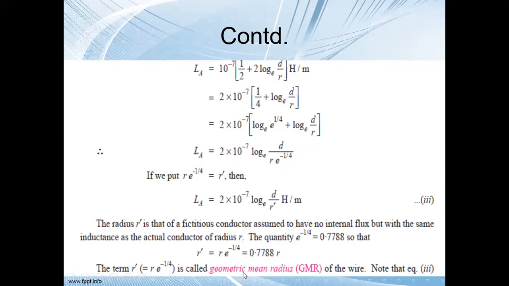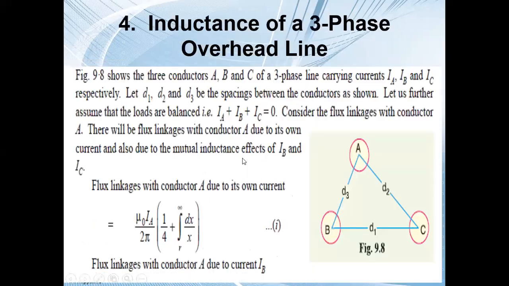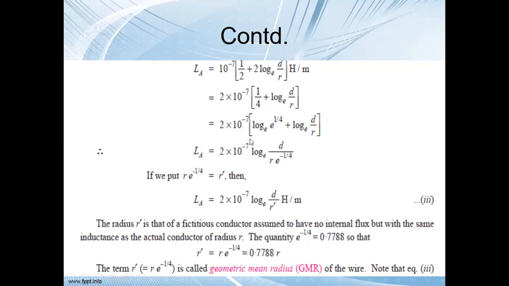And this is called the geometric mean radius. So geometric mean radius equals r dash, and this r dash equals r into e to the power minus 1 by 4. So the inductance of the conductor A will be equal to 2 into 10 to the power minus 7 log d by r dash, Henry per meter. This is the value of the inductance of any conductor of a single phase line. Is it clear? Any doubt on the derivation? Anywhere I need to explain it again?